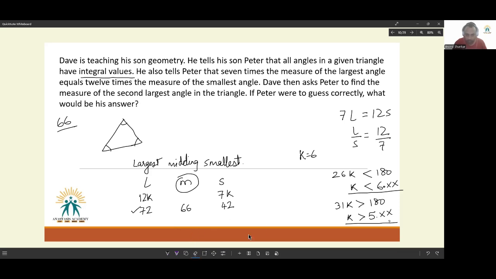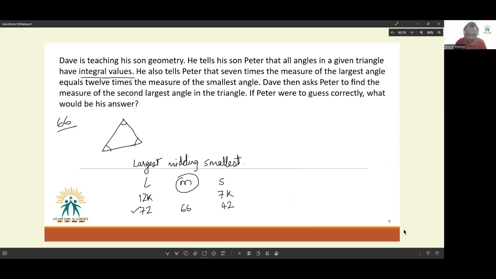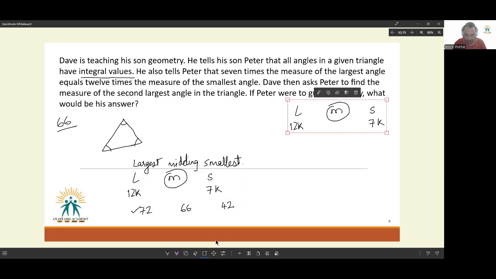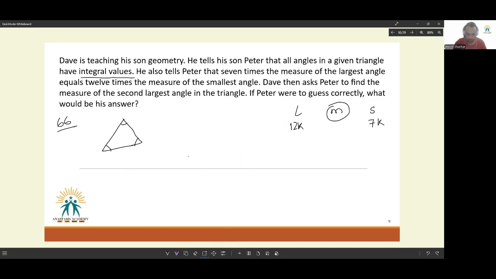Now, the more brute force way of arriving at the answer would be the following. Let me just copy this. Now see, L, M, and S. Can I say this will be 180 minus 19K? 180 minus 19K. These will be the three angles.